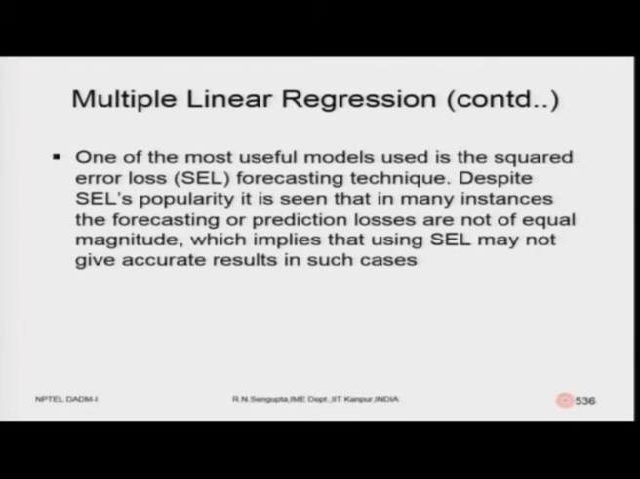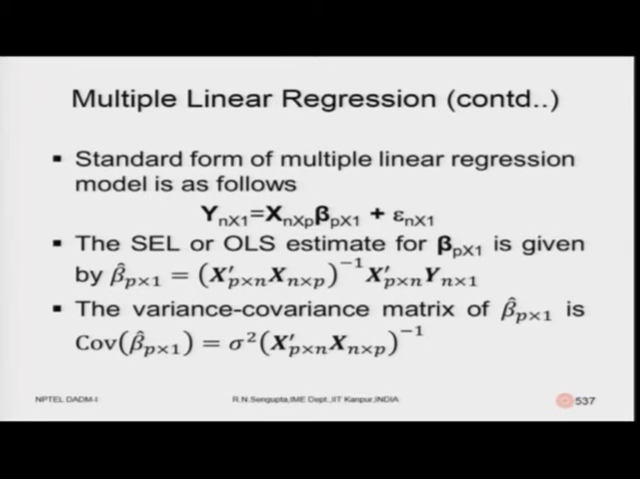One of the most useful models used is the squared error loss, or ordinary least square forecasting method. Despite the popularity of squared error loss, it is seen that in many instances the forecasting or prediction losses are not of equal magnitude, as I discussed, in the Linex loss function, which implies that using SEL, that is squared error loss, may not give accurate results. But we will still solve and understand the problem from the ordinary least square, or squared error loss, point of view. Now, the general standard form of the multiple linear regression model is like this.